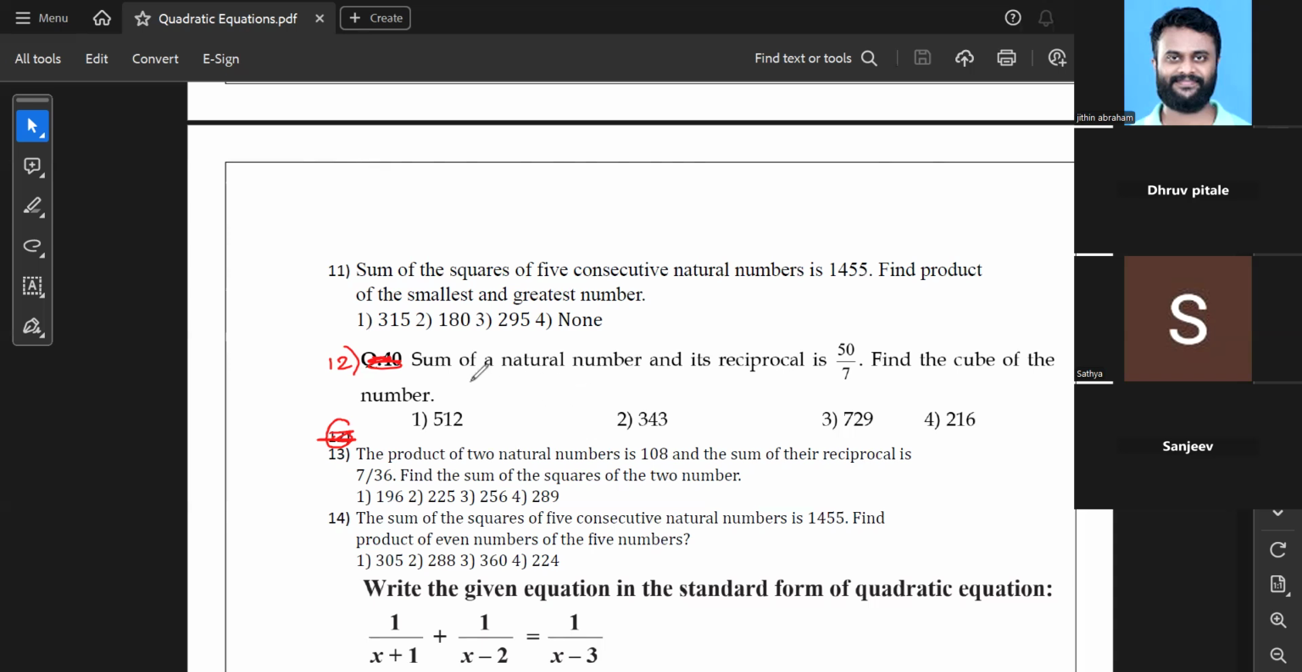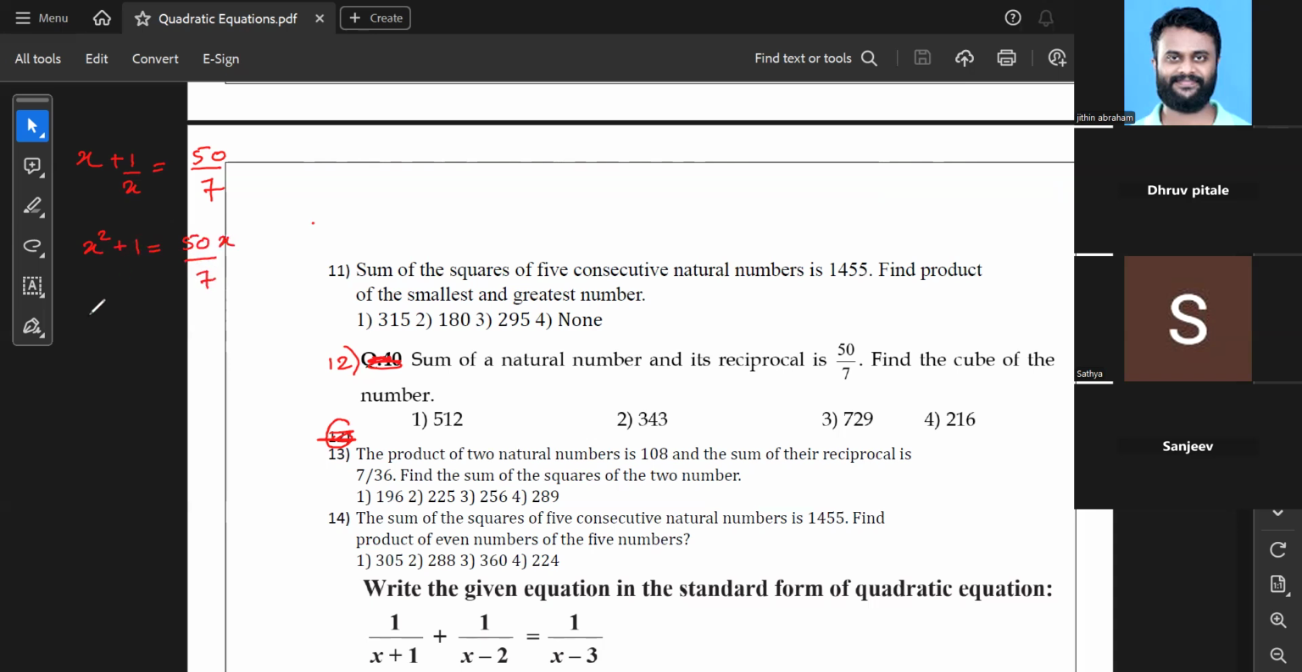Question number 12. Sum of a natural number and its reciprocal is 50 upon 7. Find the cube of the number. So let me call the natural number x. Sum of x and its reciprocal, that is 1 by x, is given as 50 upon 7. Now let me multiply by x over here. That will give me x square plus 1 is equal to 50x upon 7.